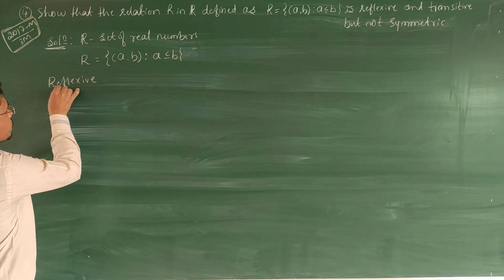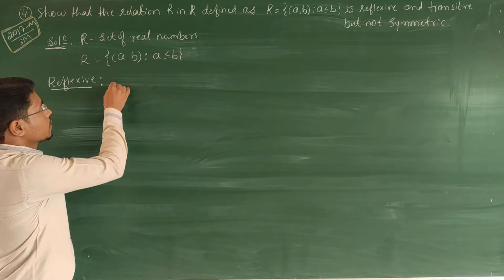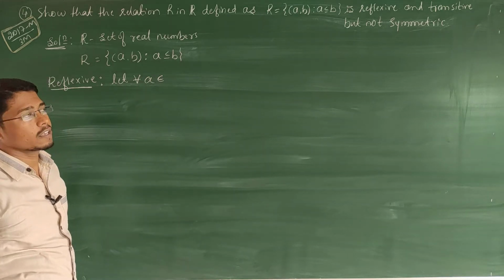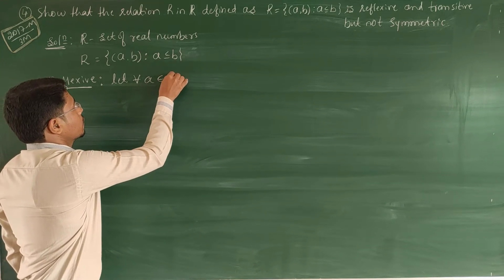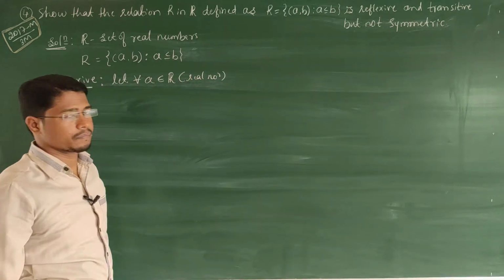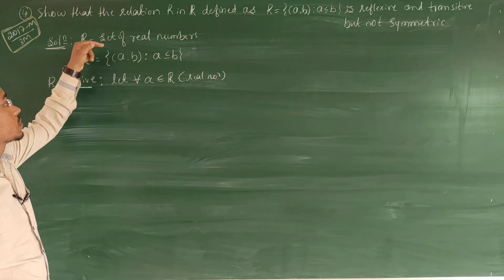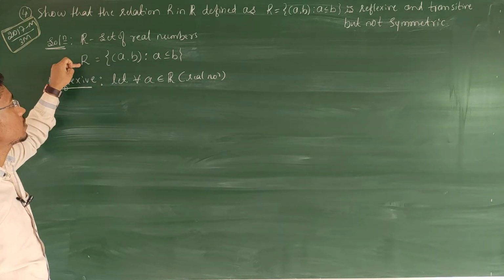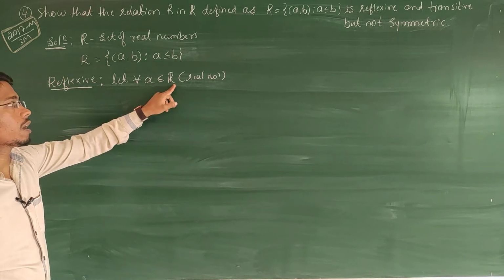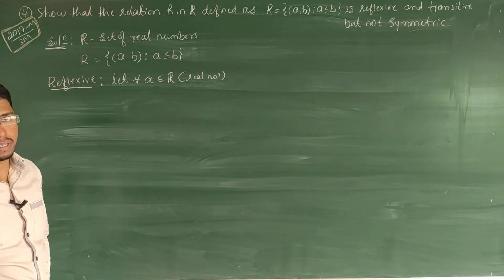First one, reflexive relation. Let us consider any number. Let for all A belongs to the set of real numbers. I am mentioning here the set because both notations are very similar. This is the set of real numbers and this is the relation R. Since the notation is very similar, I have mentioned here the set of real numbers R in brackets. A belongs to the set of real numbers.